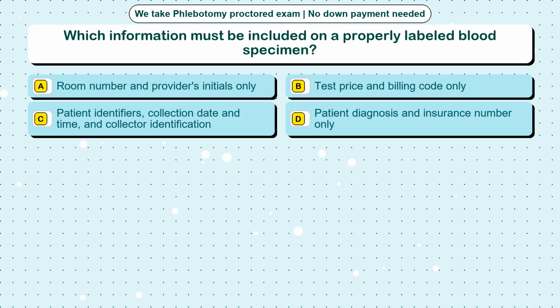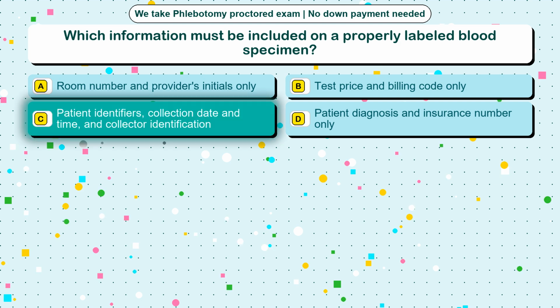Question 33. Which information must be included on a properly labeled blood specimen? Option A, room number and provider's initials only. Option B, test price and billing code only. Option C, patient identifiers, collection date and time, and collector identification. Option D, patient diagnosis and insurance number only. The correct answer is option C.